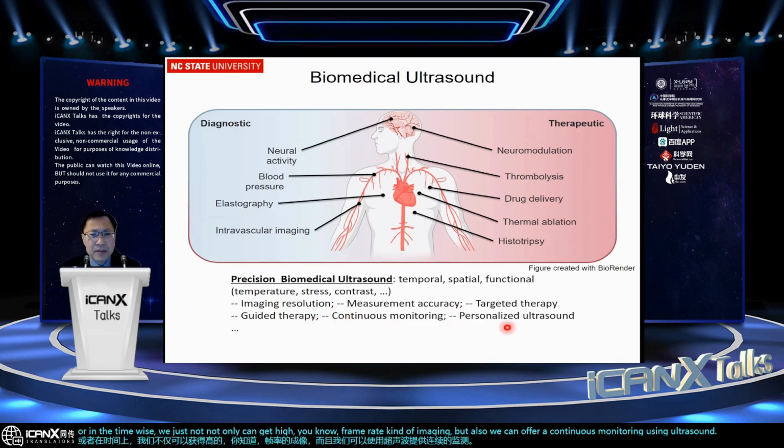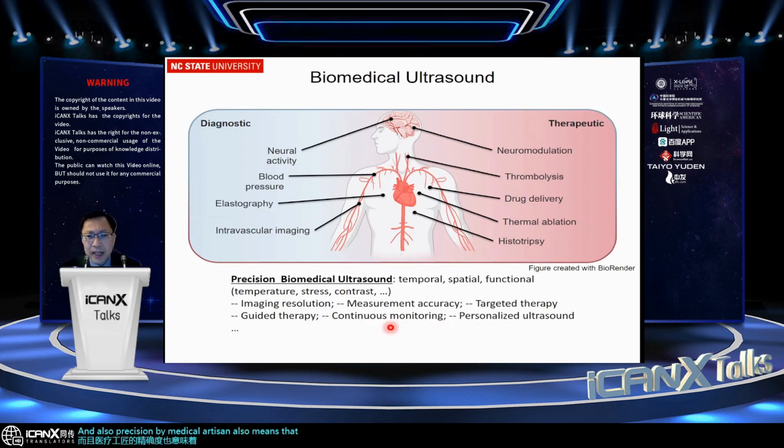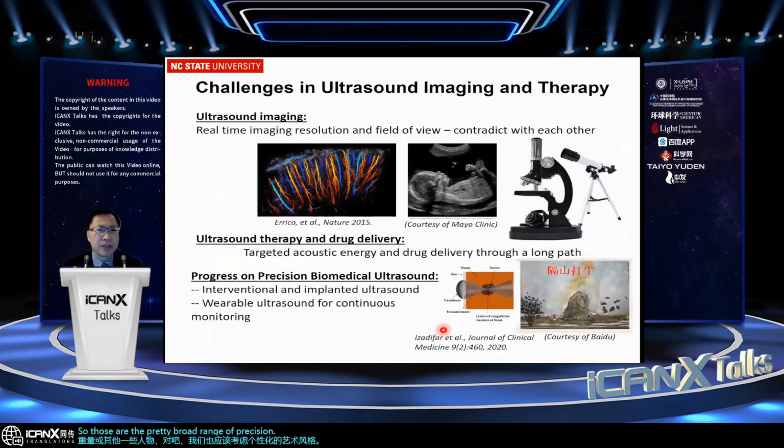Precision biomedical ultrasound also means that we should look at personalized ultrasound, not just equipment that fits all. We know now that for children we should use a different frequency compared with adults. And we should also know that different people have different weights or other characteristics. We should also consider personalized ultrasound. So those are the pretty broad range of precision biomedical ultrasound.